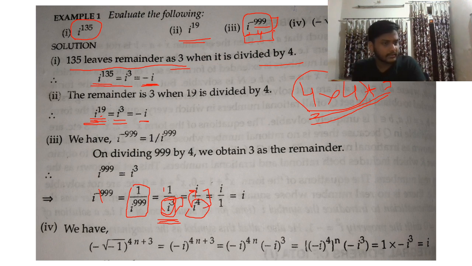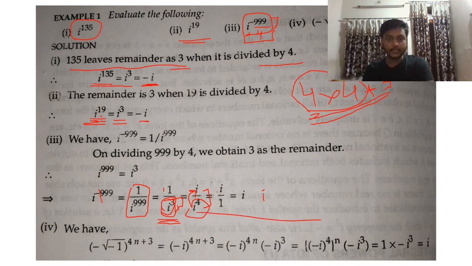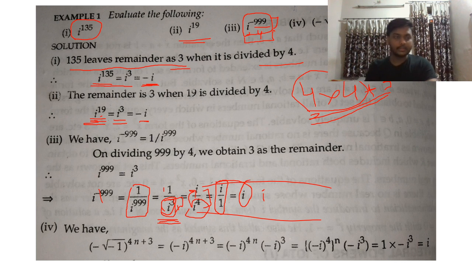Makes sense or not, guys? Isn't it? Because when I multiply this I to the power 3 with iota, I'll have to multiply it with the denominator and with the numerator as well. So we have iota upon 1, if that is clear to you guys, everyone. We have iota upon 1, and this can be written as iota.